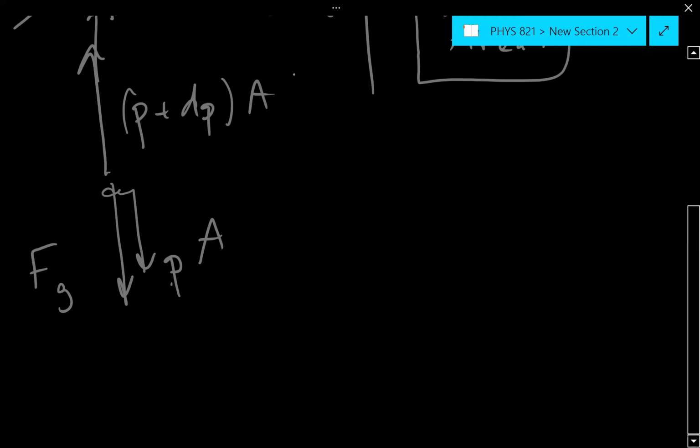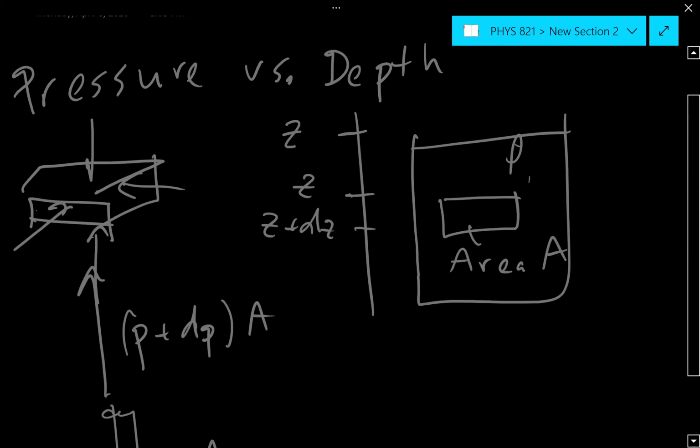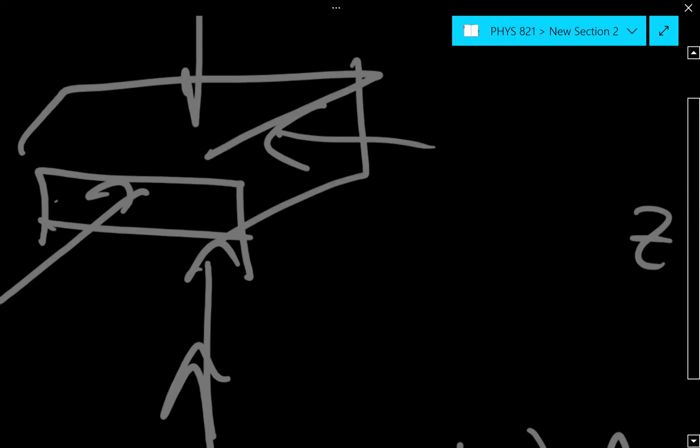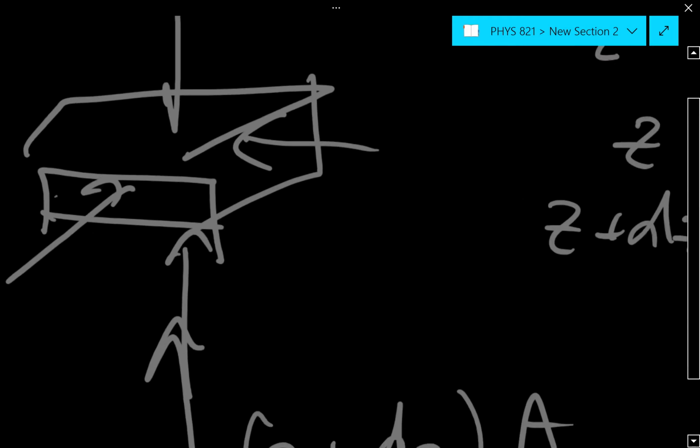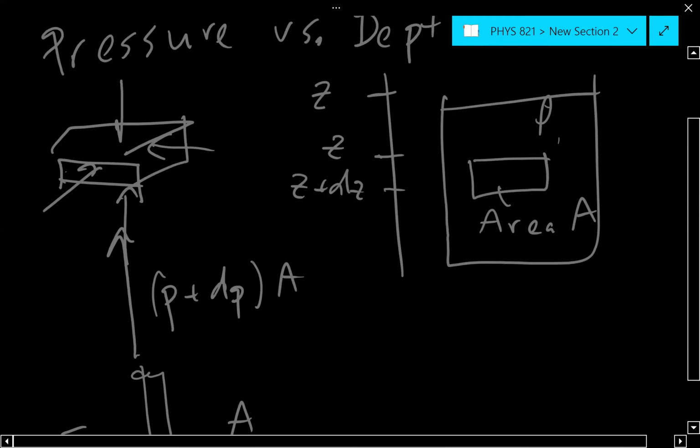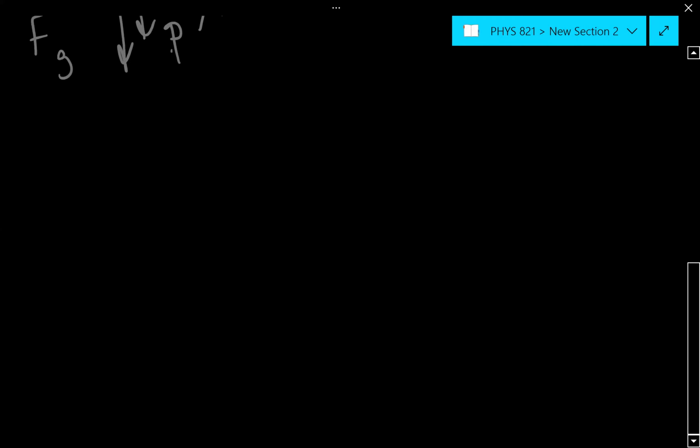So now we can write this out as an equation using Newton's first law. Obviously, F net is equal to 0. So what is an expression for Fg? Well, Fg is mass times free fall, and the expression for mass is density times volume. What's the volume of this little chunk? The volume is the area A times dz. So we can write that out as rho A dz. That's the expression for the mass of the little particle.